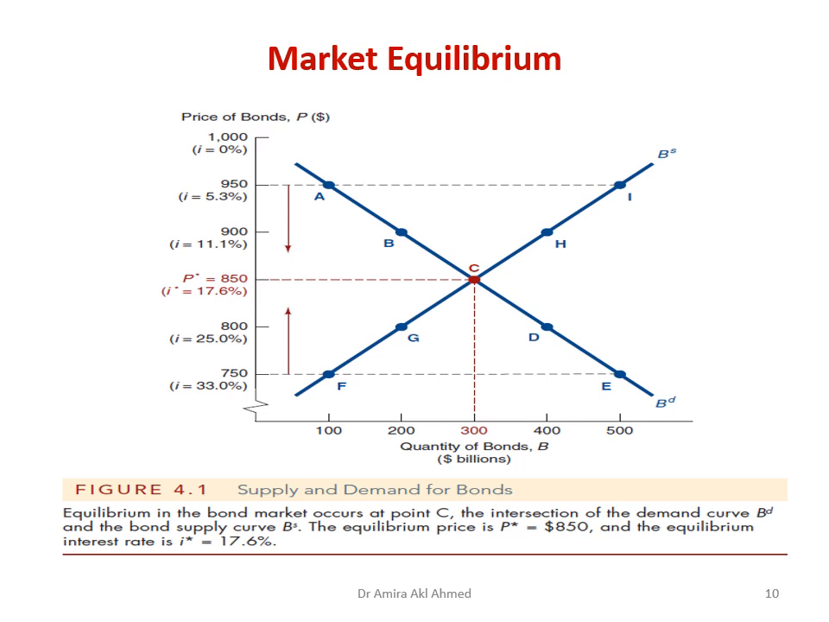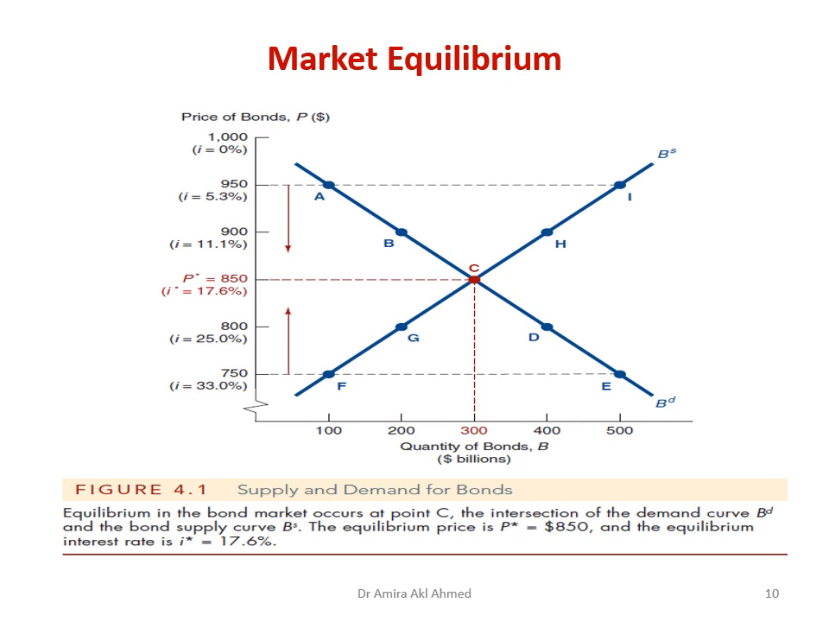As you already know, in economics, market equilibrium occurs when the quantity demanded equals the quantity supplied at a given price. In the bond market, this is also achieved when the quantity demanded of bonds equals the quantity supplied of bonds. In the example under consideration, and as shown in figure 4.1, equilibrium occurs at point C.